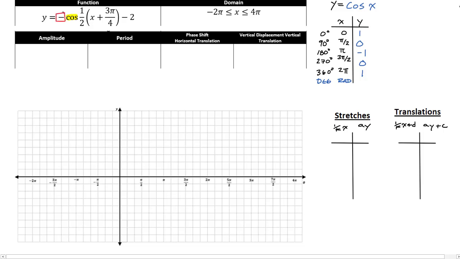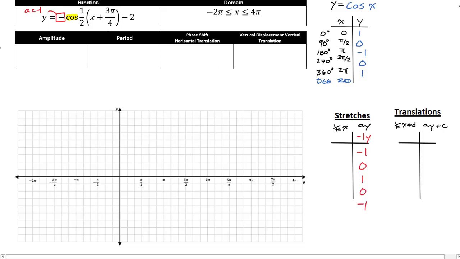So A is the value in front of our function here. So in this case, A equals negative 1. Okay, so what do we do with that? We multiply all our y coordinates by negative 1, right? So negative 1 times y. It's going to cause a reflection, right? So if it originally looked like this, which it does, it's going to reflect and look like this now. Okay, so we're going to multiply all of these y coordinates up here by negative 1. So now we have negative 1, 0, positive 1, 0, negative 1.